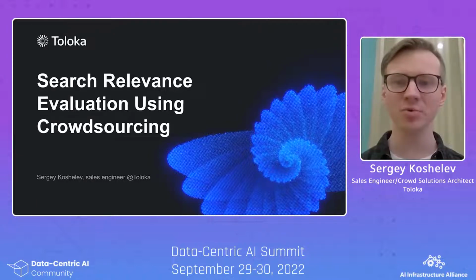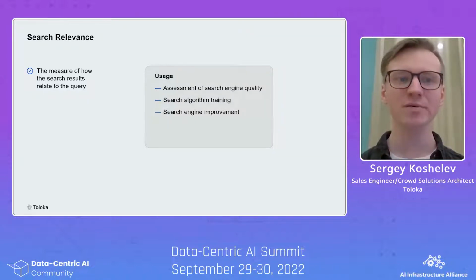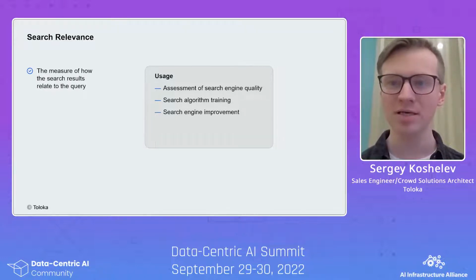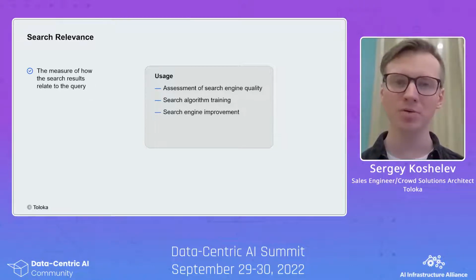And first of all, let's start with definitions. Search relevance is the measure of how the search results relate to the query. So when you type in a search query, you get a result page and you want to know about each result, whether it's good or bad for the given query. So we can use this measure in assessment of search engine quality to know whether our search engine is robust.